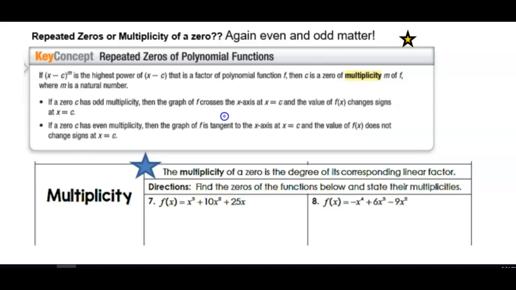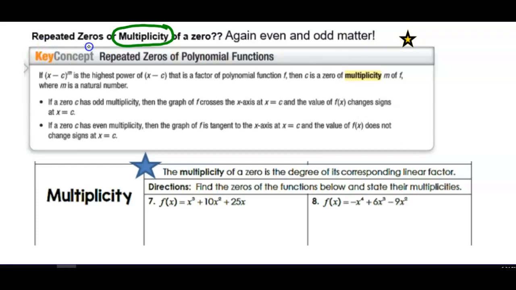Because we have multiplicity of a 0 to consider. Multiplicity, big word, lots of syllables. Multiplicity means how many times a 0 is repeated. And again, even and odd matter. So many ways, even and odd.